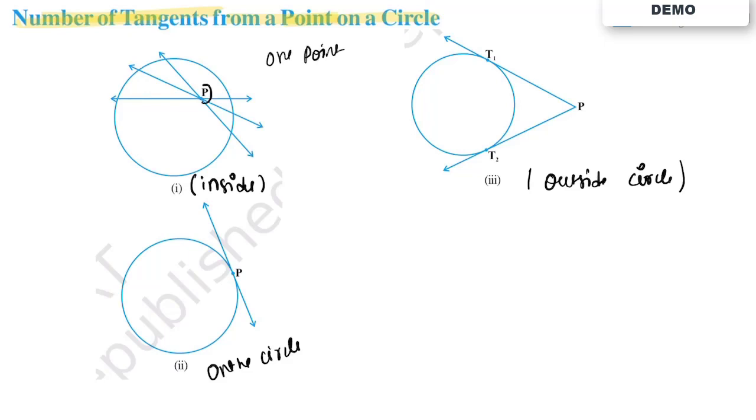So when the point is inside the circle, you won't be able to draw any tangent. Why? Whenever you draw any line from this point, it would be intersecting the circle at how many points? Two points. And whenever it intersects at two points, it is known as a secant. So no possibility of a tangent, zero tangent when it is inside.